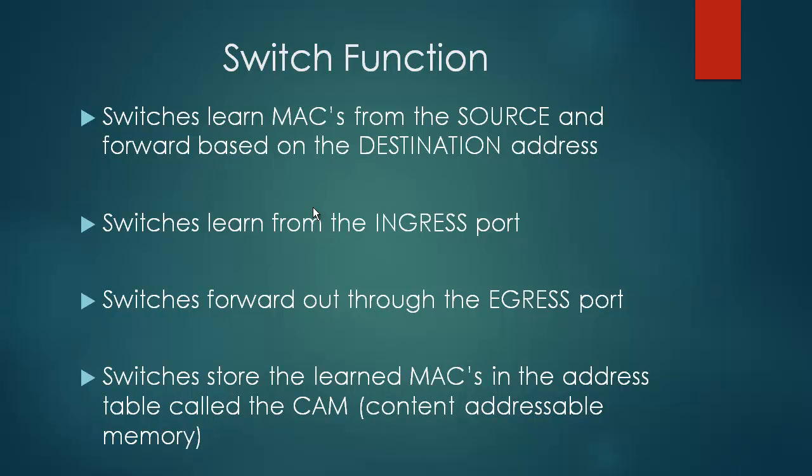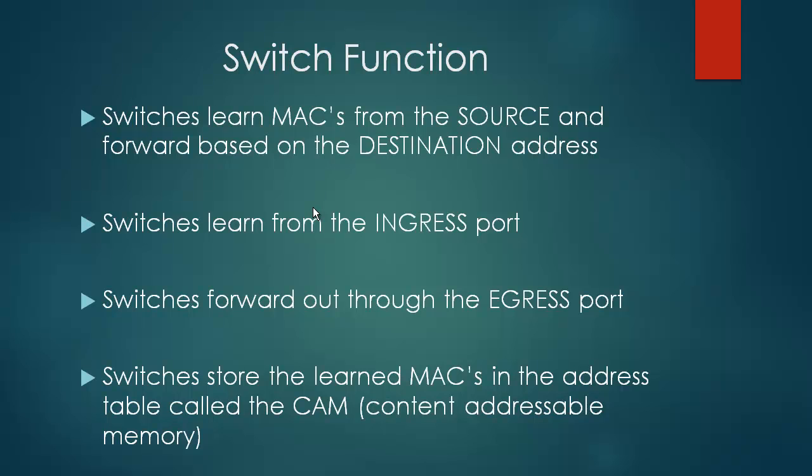So when PC1 is going to send something to PC2, when PC1 first sends something to the switch, the switch records the source MAC address and puts that in the table. And then it doesn't know where the destination is because it's never talked to PC2 yet. So what it does is it then broadcasts that out to all the other ports.